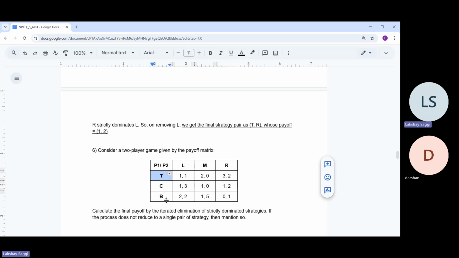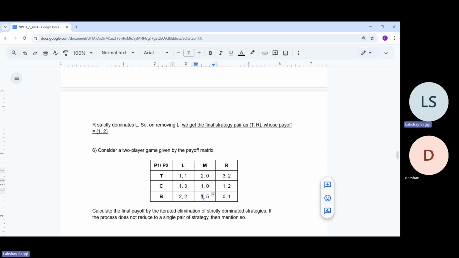And now let's check between the pair T and B. So between T and B, let's see if there is some notion of strict dominance or not. If the column player played the strategy L, then T gives a payoff of 1, B gives a payoff of 2. So B is better than T if the column player played L. But note that if the column player played M, then T is better than B. In L, B was better than T, but if M was played by the column player, then T is a better strategy than B, because 2 is greater than 1.